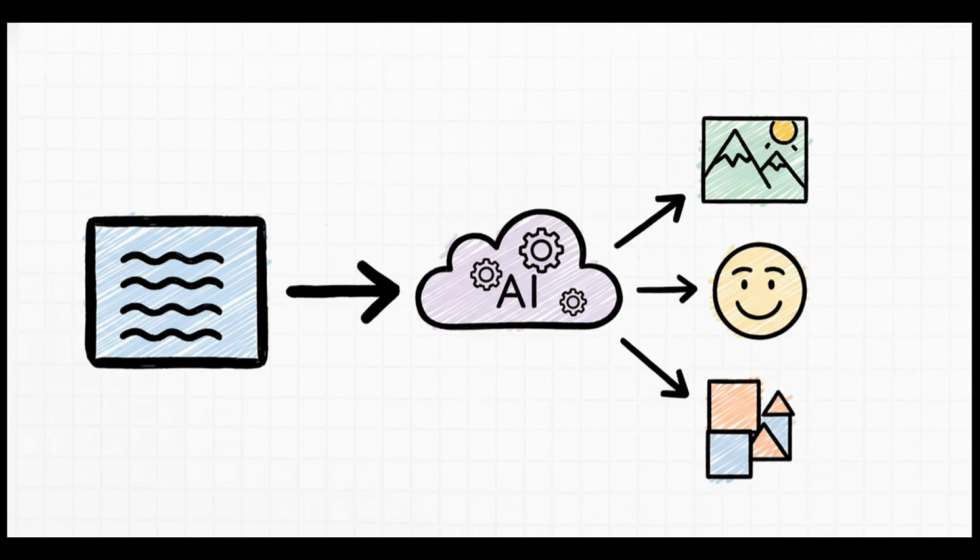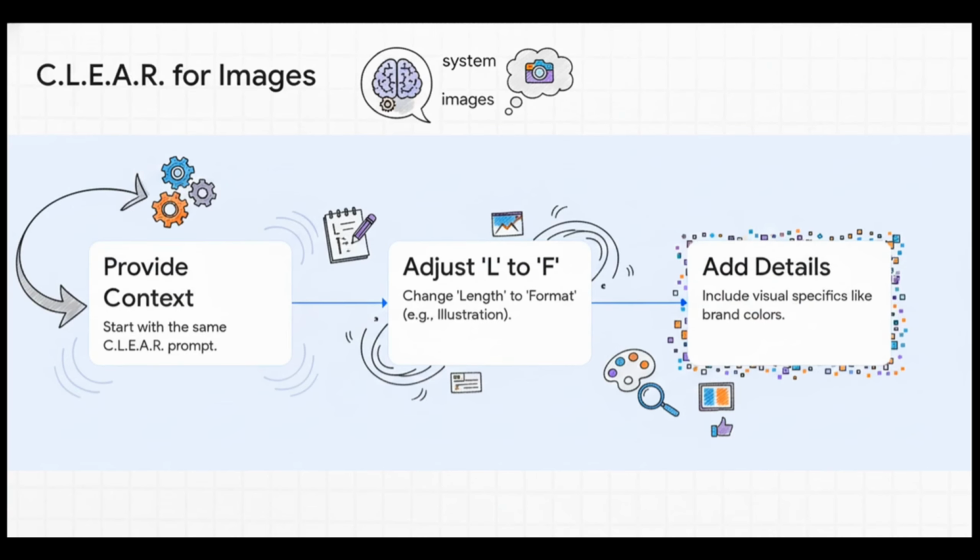And for this, we're going to turn to Gemini. This thing has some seriously powerful image generation capabilities. It can create unique illustrations, photos, graphics, all from just a simple text description. You get custom visuals whenever you want them, on demand. And here is the absolute beauty of this system. You don't need to learn a whole new, complicated way of prompting just for images. No way. You can use the exact same CLEAR framework we just talked about.